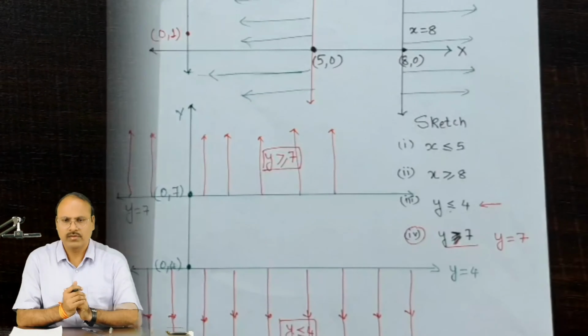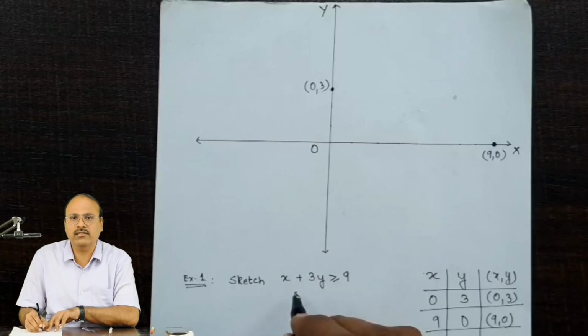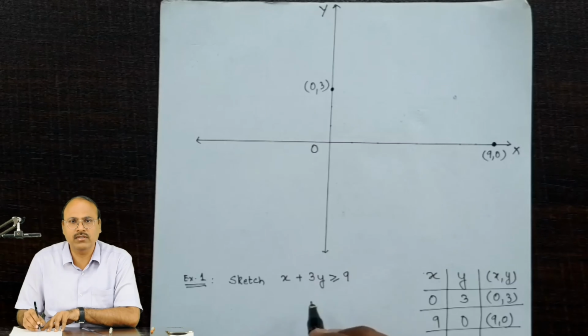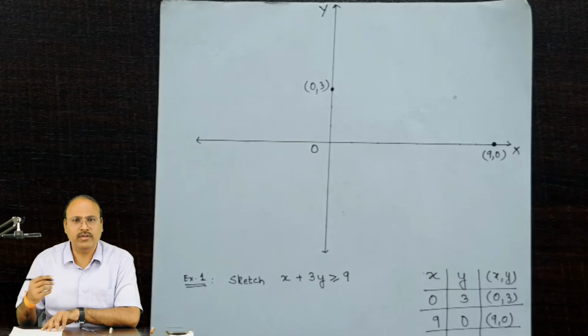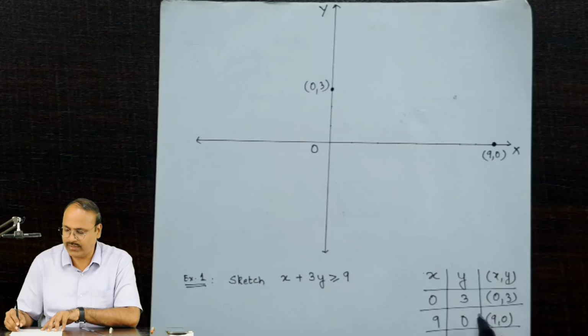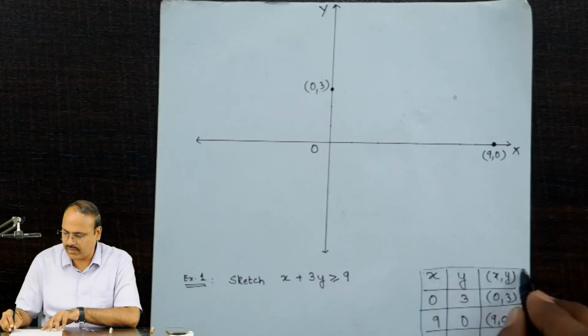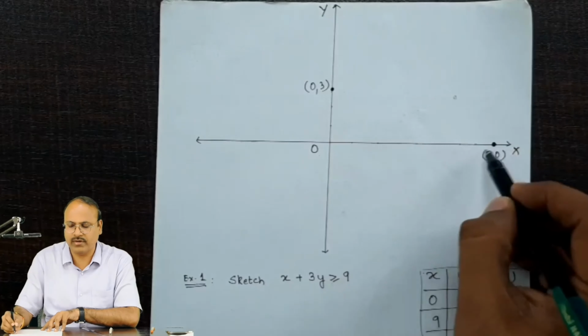So let us do that. Here is an example in front of us, and the example is to sketch the graph of the linear inequation x plus 3y greater than or equal to 9. The first few steps are the same, so I am skipping those steps. Step number 1 is to actually identify the points. So we have made this table here, and then we have to plot those points. We have already plotted the points.